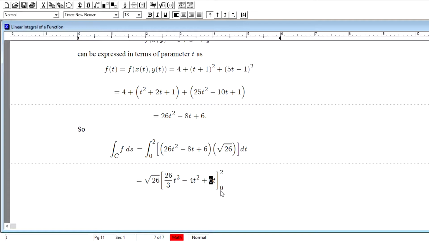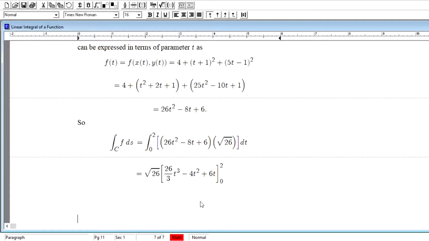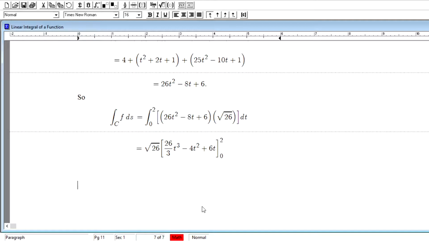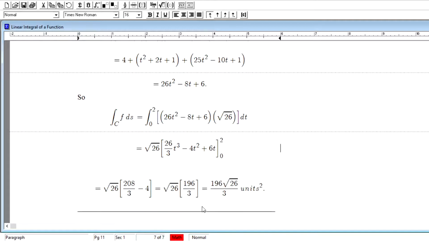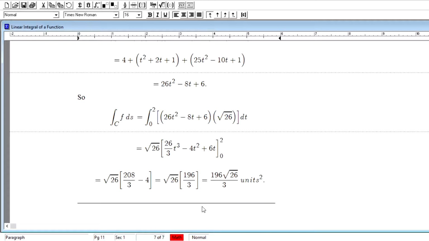Where this polynomial, when we evaluate it at 0, is obviously 0. But when we evaluate it at the value of 2, that's just going to be 26 thirds times 8 minus 4 times 4 plus 6 times 2 in value. And I do believe that simplifies as follows.